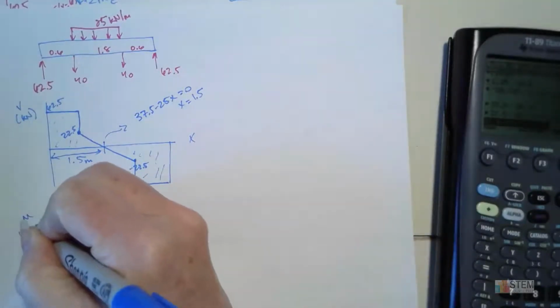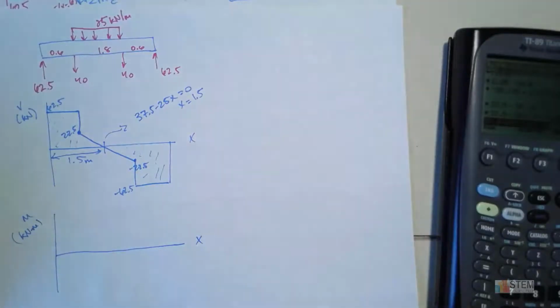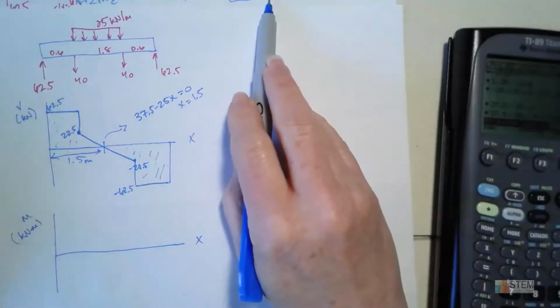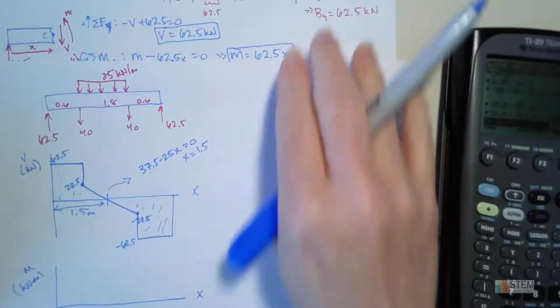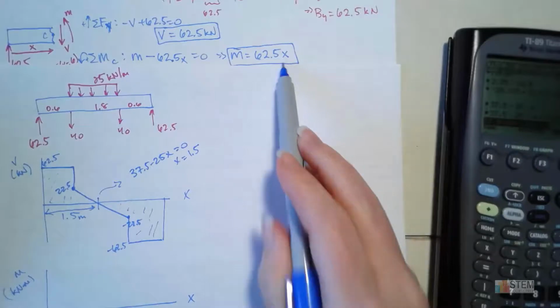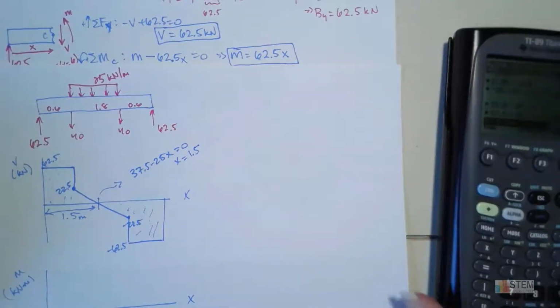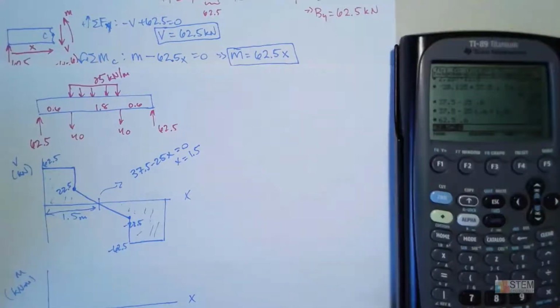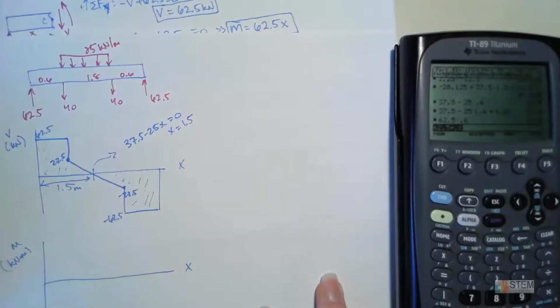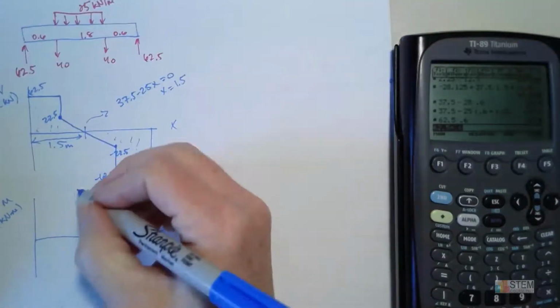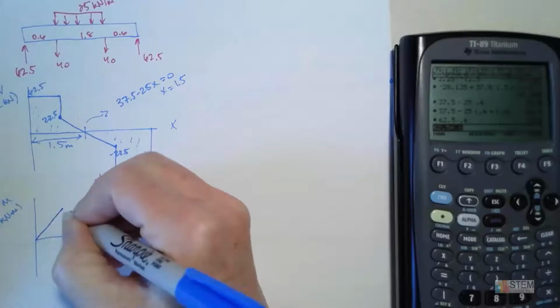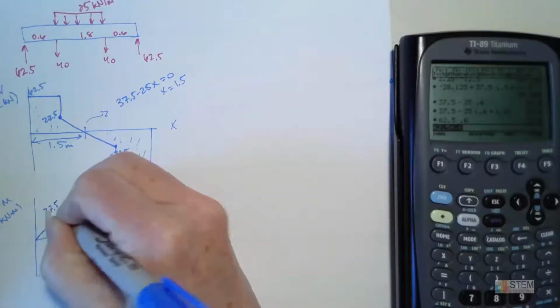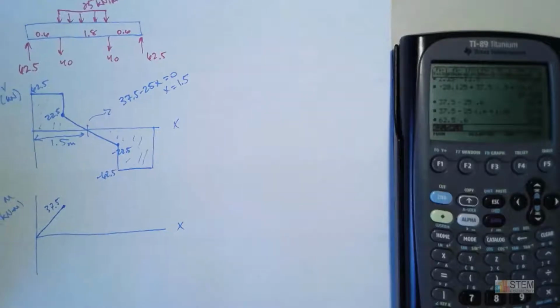And units here are kilonewton meters. So first, we'll start with this top one. So 62.5x. Now we need to know where to go, right? So the end of this section is at 0.6 for x. So we're going to do 62.5 times 0.6. Gives me 37.5, right? Now, that's a linear function, positive slope. So we're going to go up to right here, and let's put 37.5.